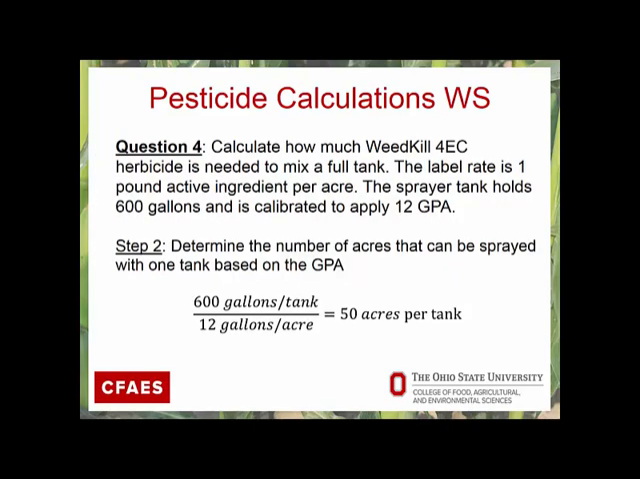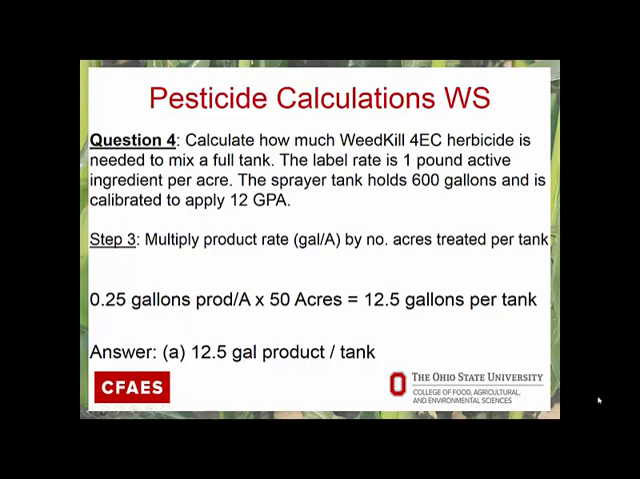The next step is similar to the preceding problem. You're going to determine how many acres can be sprayed with a full tank. So 600 gallons is your tank capacity, and your GPA is 12, so you divide 600 by 12. With a full tank, you will be treating 50 acres per tank. In the last step of this problem, you will multiply the product rate, now in gallons per acre, by the number of acres you can treat with a full tank. So 0.25 gallons of your product per acre times 50 acres, and your answer is you will add 12.5 gallons of this product to fill the tank.